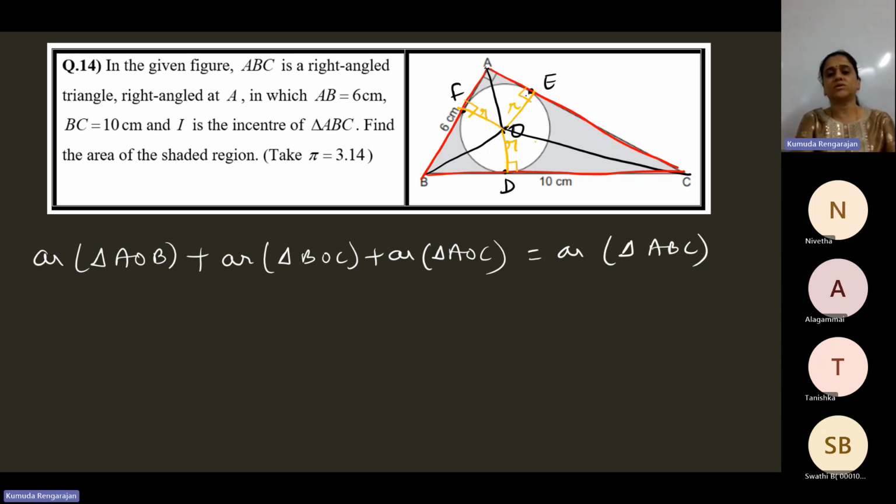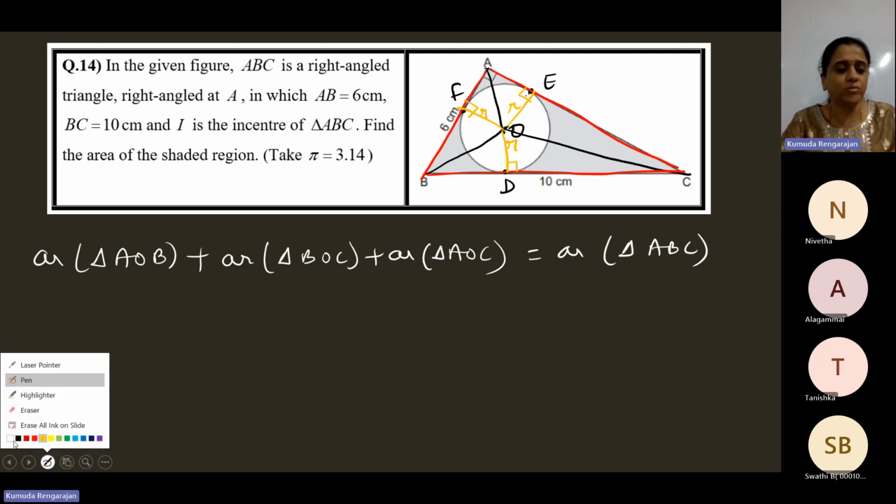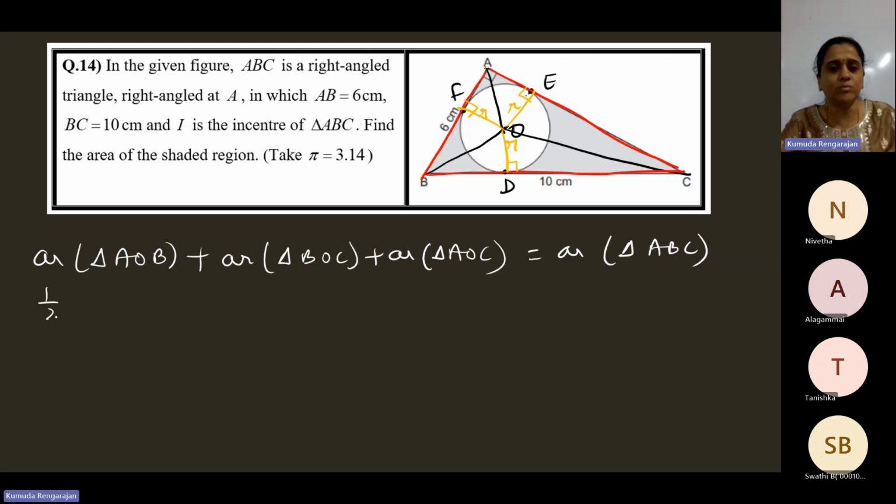The altitudes of the triangles are the radius of the circle. Correct? OD, OE, OF is equal to R. Now what's the area of triangle AOB? Half into base AB, 6, into altitude, R.